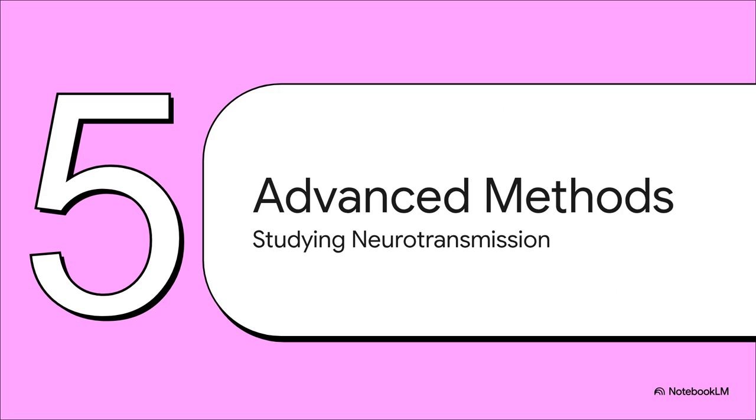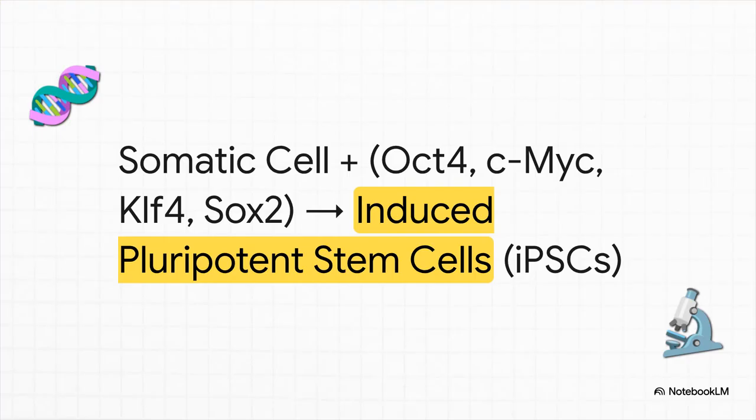All right, let's move on to some of the more advanced methods, including things like stem cells and actually tracking transport inside the axon itself. This is just incredible. Scientists can now create neurons from a patient's own somatic cells, like skin cells. They do it by adding a cocktail of just 4 key transcription factors. This process creates what are called induced pluripotent stem cells, or iPSCs for short.